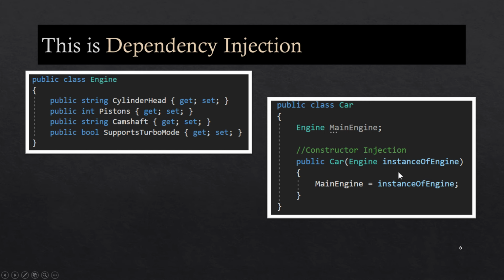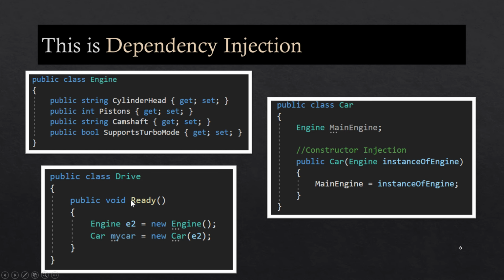And how can we do that? So this is our main class Drive and this is a method, and inside this method I have this engine called E2 and I want to test this engine within my car, or I can say that I want to install this engine into my car. So I have created a car object and I have passed the E2 engine.